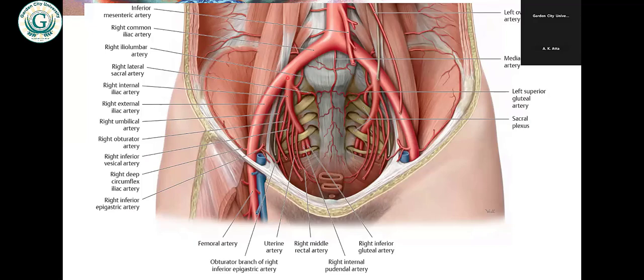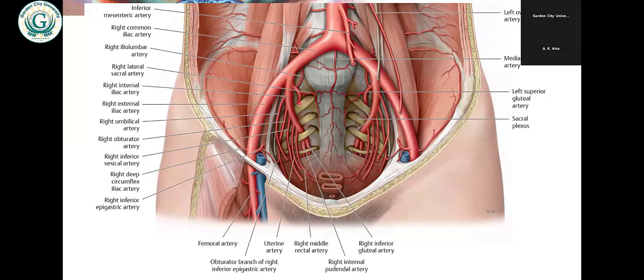So let's look at the branches of the internal iliac artery. This is the internal iliac and this is the external. The internal iliac artery has two main divisions. This is the posterior division, and this is the big anterior division. The posterior divisions don't supply any pelvic viscera. They supply the wall. This one is the iliolumbar, and this one, the lateral sacral.